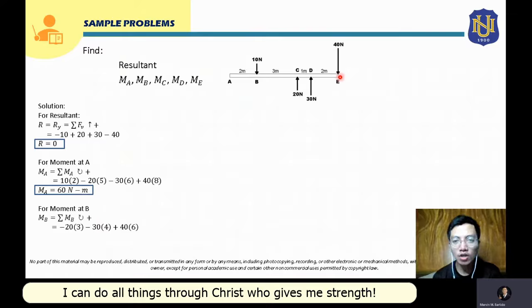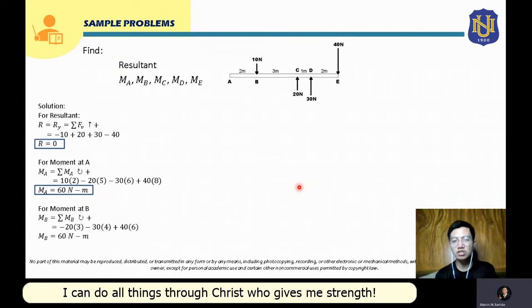Now, for your 40 Newton force here at point B, it will have 40 times its moment arm, 2 plus 1 plus 3, so that will be 6 meters, and it will have a clockwise rotation about point B, so that's why it's positive here. So from here, we can solve that the moment at B is 60 Newton meter. Since it's positive, it also has a clockwise rotation. So this will be the moment at B.